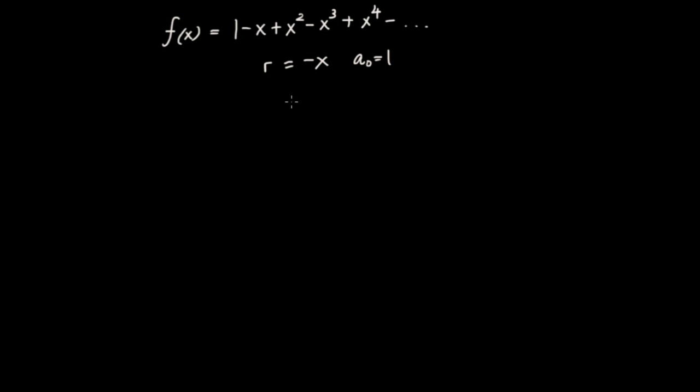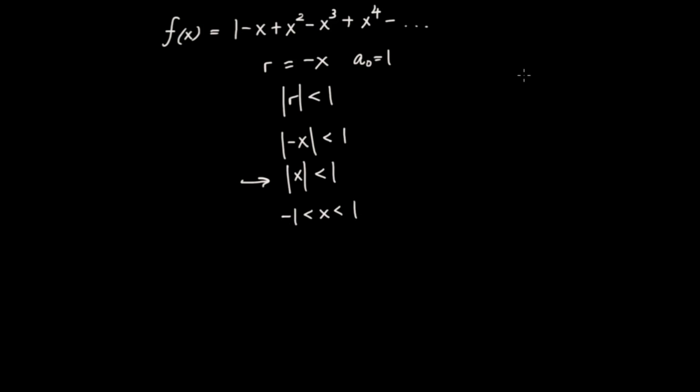Since it's geometric, I know it converges when the absolute value of r is less than 1. I know r to be minus x, so the absolute value of minus x has to be less than 1. Now, the absolute value of the negative of something is equal to just the plain old absolute value. Negating something doesn't change the absolute value. So I get the following condition, that the absolute value of x has to be less than 1, which is another way of saying that x has got to be located between minus 1 and 1.